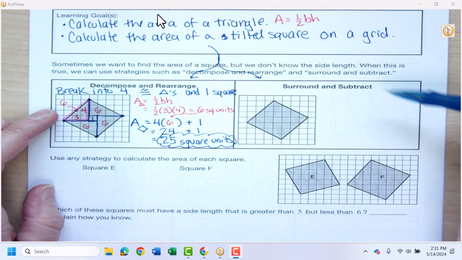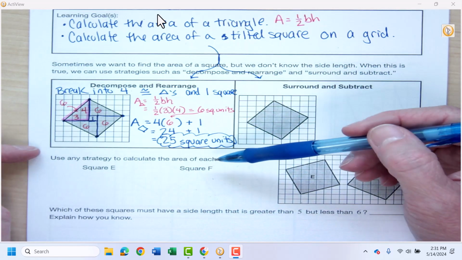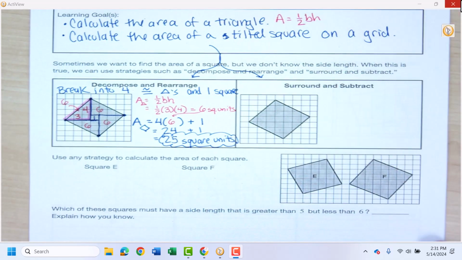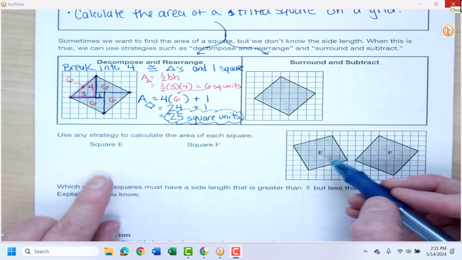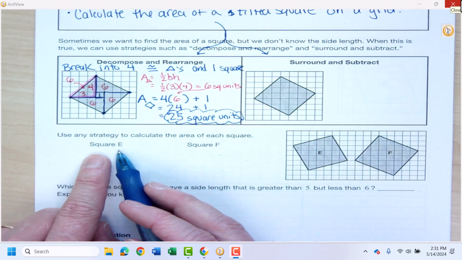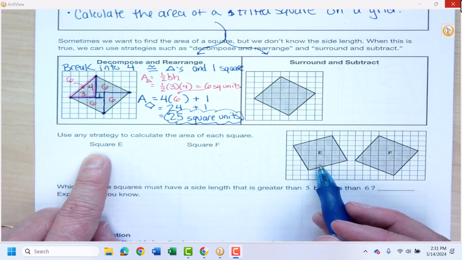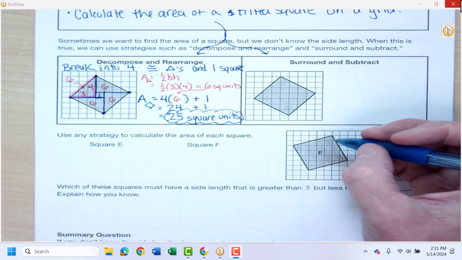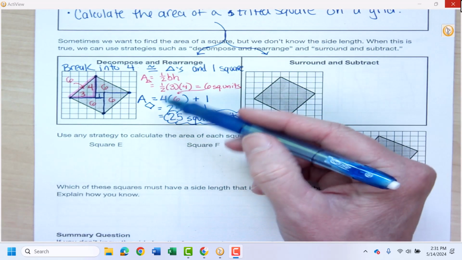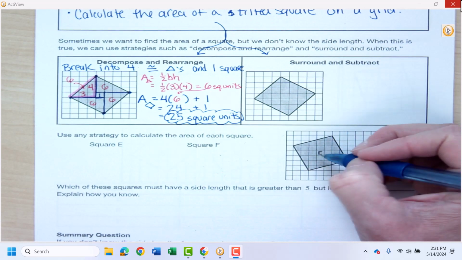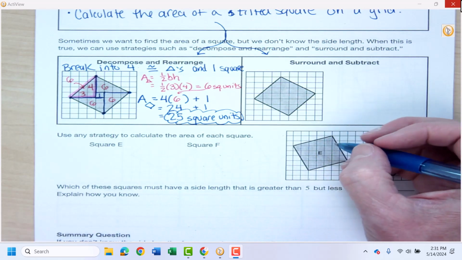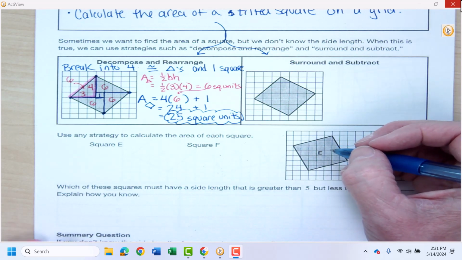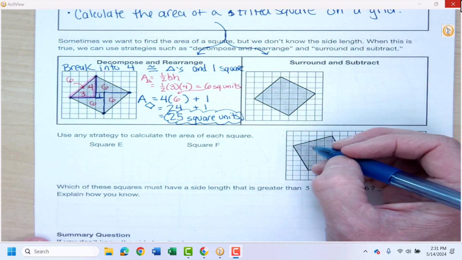We're going to come to surround and subtract in just a moment, but let's practice this one more time. So I'm going to use that first strategy here for square E. I would recommend that if you feel like you know what you're doing, try square E on your own, pause the recording, try it on your own, and then turn the recording back on and see if you did it the same way that I did it. Go ahead and pause it now and start back up when you're ready.